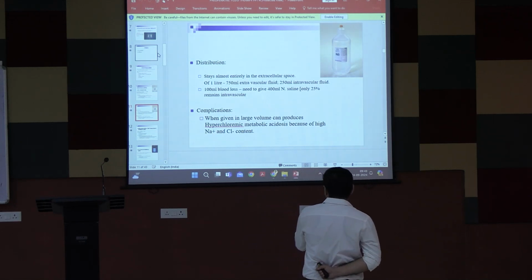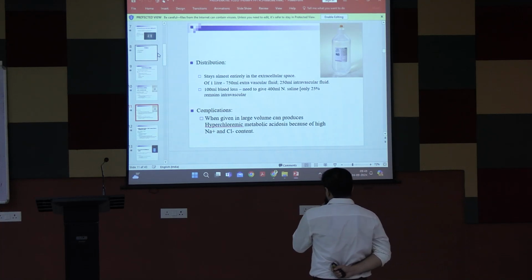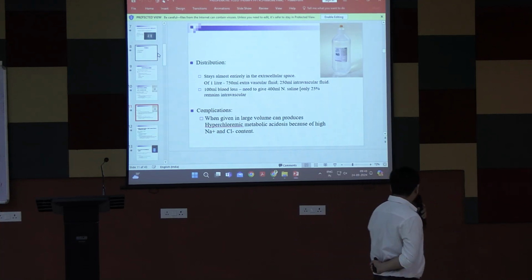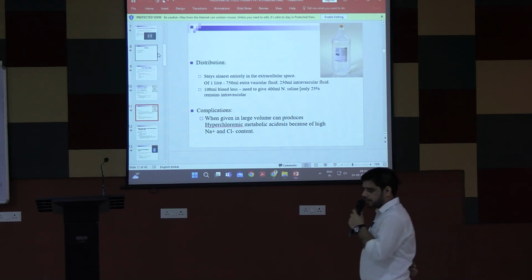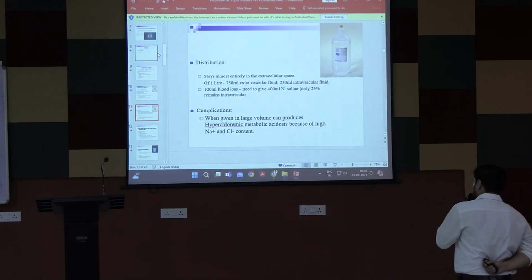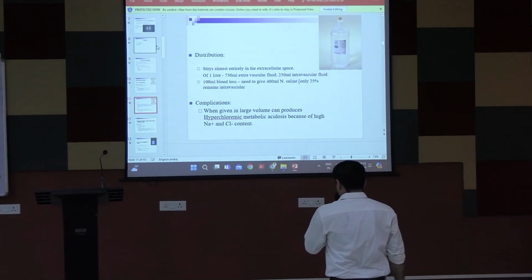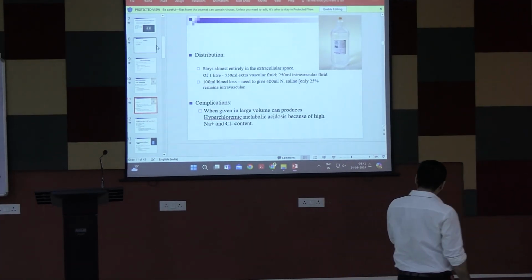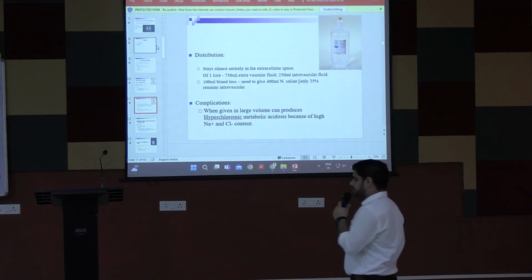Complication: when given in large volume, it can produce hyperchloremic metabolic acidosis because of the high sodium and chloride content. Hyperchloremic metabolic acidosis is one of the most dangerous complications of excess normal saline. If given to a critically ill patient, it causes much trouble to the patient.